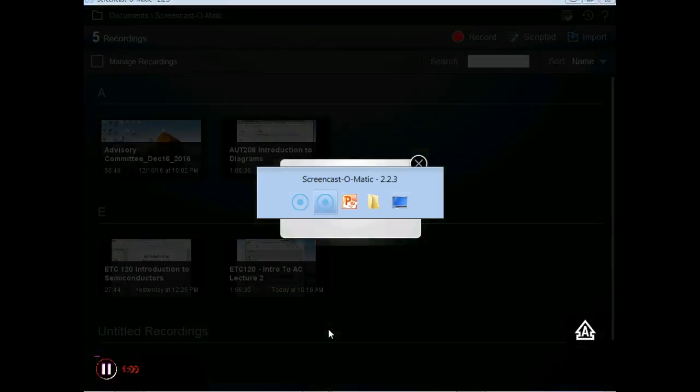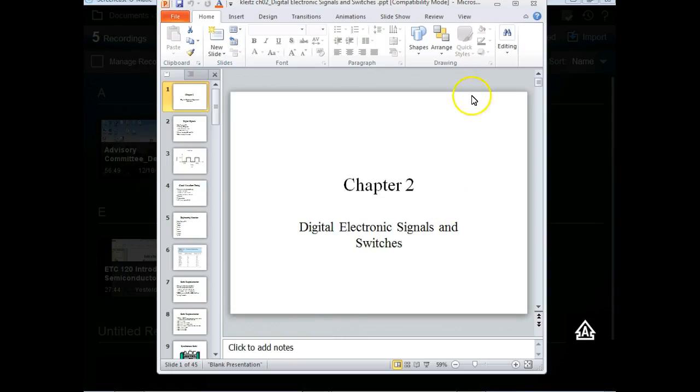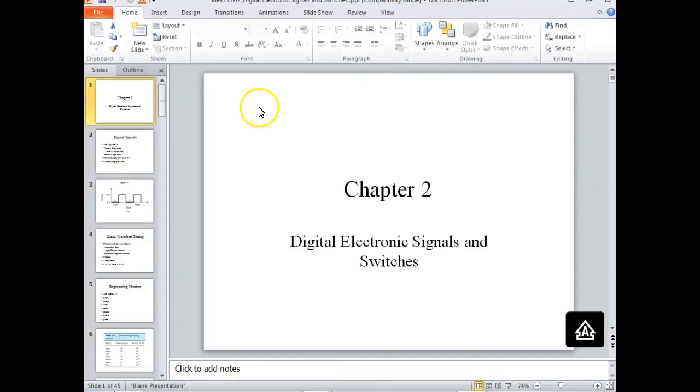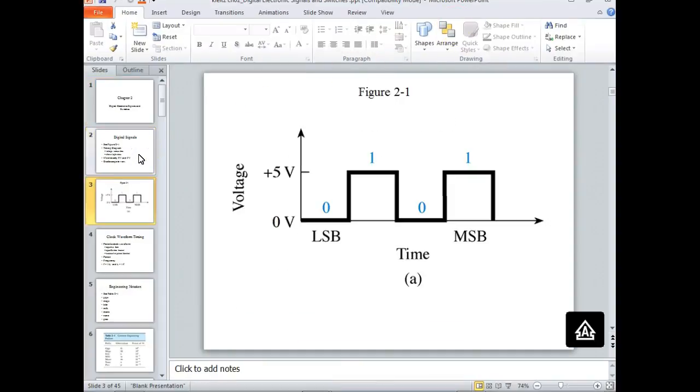Okay, so we're looking at chapter 2, which deals with digital switches and signals. We talked about the different names or nomenclature that we use. Everybody okay? What did we talk about here? We talked about cycle. Everybody okay with a cycle? Everybody okay with a period? So what's the period? Yeah, the time it takes to complete one cycle.